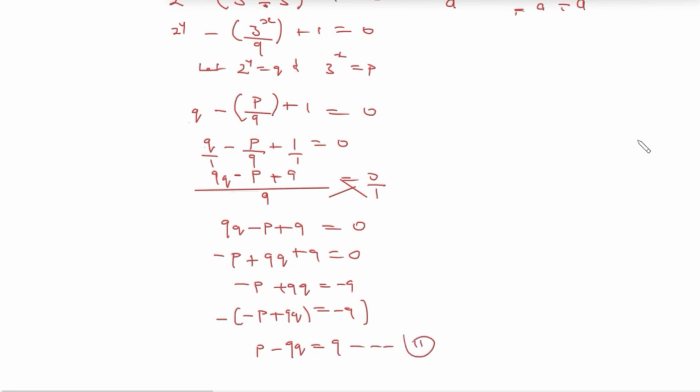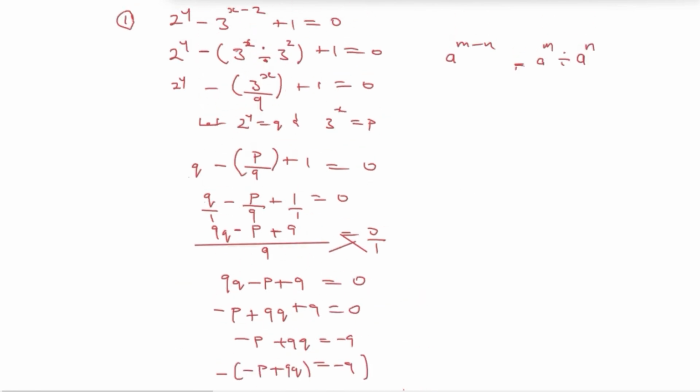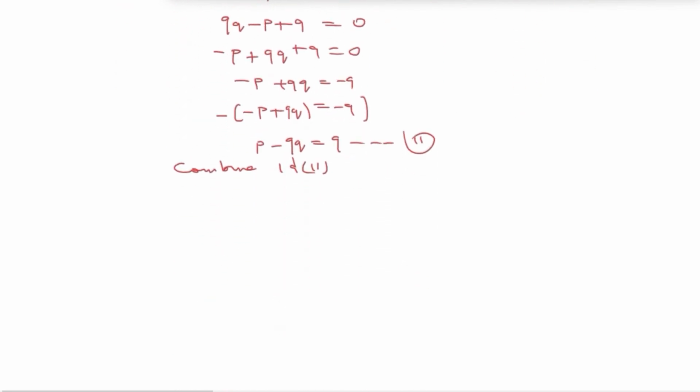Now we're going to combine 1 and 2, the two equations from the previous one we just solved. Equation 1 says p minus 4q equals 49, and we have p minus 9q equals 9. So we're going to solve this simultaneously using the elimination method. You can use the substitution method if that is what you're comfortable with. So let's use the elimination method here.